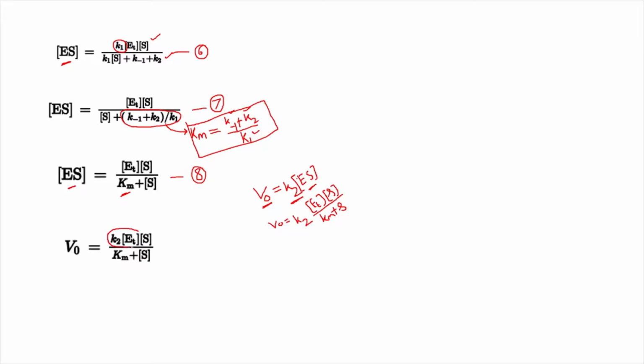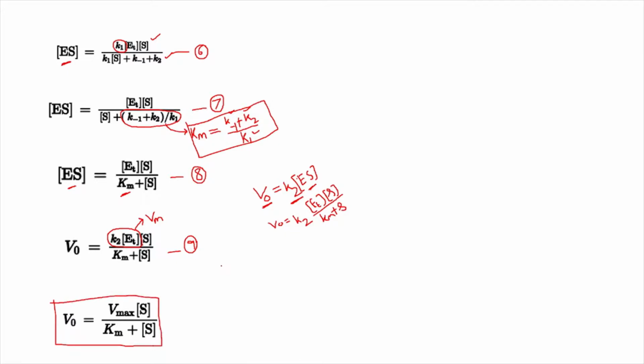Now K2 into ET, this term is often denoted by the term called Vmax or Vm, where Vm is the maximum velocity of the enzyme catalyzed reaction. So this was our equation number 9. Alright, so the final equation is this one. V naught is equal to Vmax into S by Km plus S. Okay, so this equation is called the Michaelis-Menten equation. This is the famous equation.